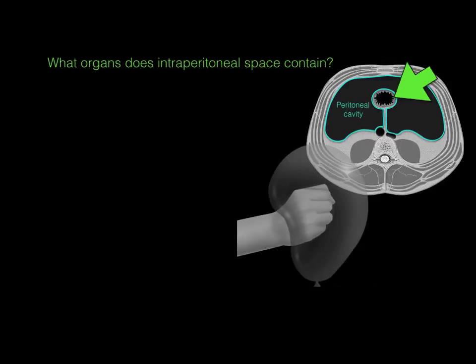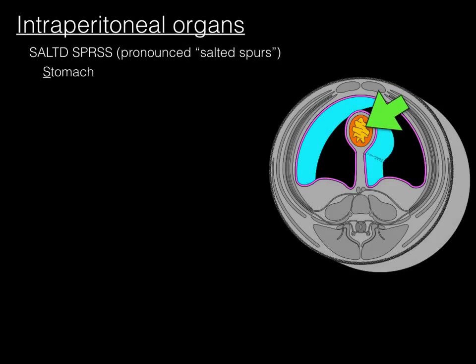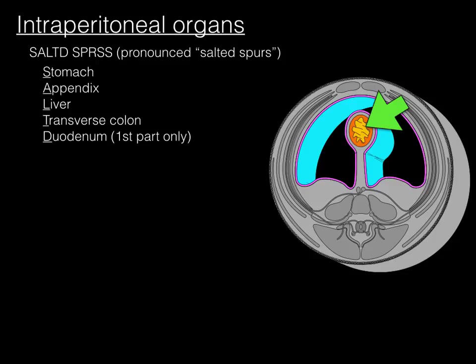Now, what organs does the intraperitoneal space contain? The answer to that is SALTED SPURS. Now, what does the acronym SALTED SPURS mean? Well, S is for stomach, A is for the appendix, L is for liver, T is for transverse colon, and D is for duodenum. The key to this is it's only the first part of the duodenum, that duodenal bulb or duodenal cap, the part that's right after the pylorus.